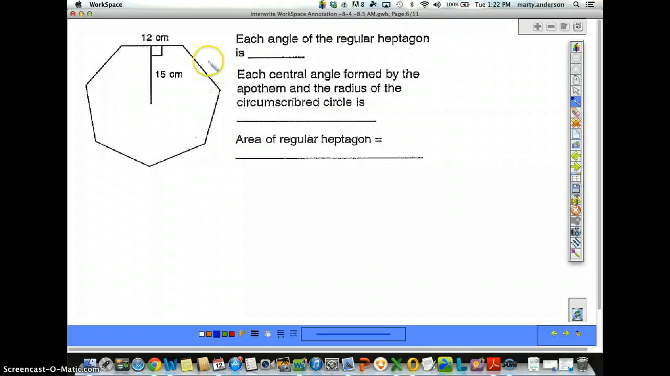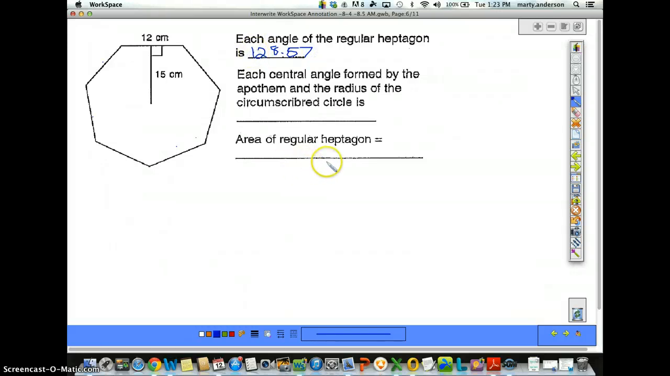Next one, this is also on there. It looks like this is a regular heptagon. 1, 2, 3, 4, 5, 6, 7. First thing they want us to do is calculate each angle of the regular heptagon. N minus 2 times 180, that's 5 times 180, and then divided by 7. Each of them is 128.57. I know the 7 makes it into kind of an ugly problem. Whenever you're dividing by 7, good things never really happen. Let's just go with 128.57.